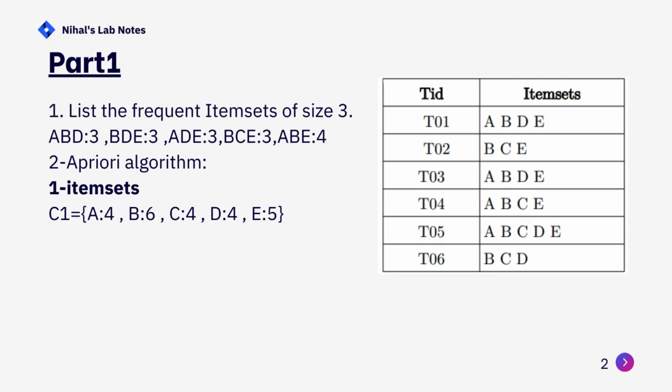Now for C, it appears in transaction 02, transaction 04, transaction 05, and transaction 06. So the support of C is equal to 4. Then D also appears in transaction 01, transaction 03, transaction 05, and transaction 06. So the support of D is equal to 4. Then E appears in transactions 1, 2, 3, 4, 5. So the support of E is equal to 5. This is C1 of one item sets.